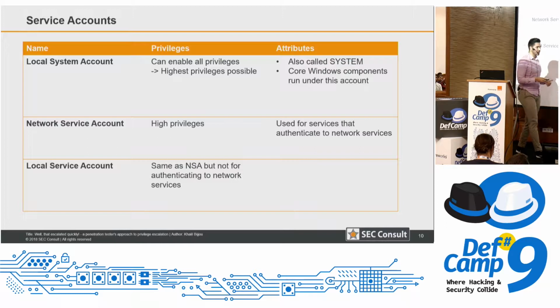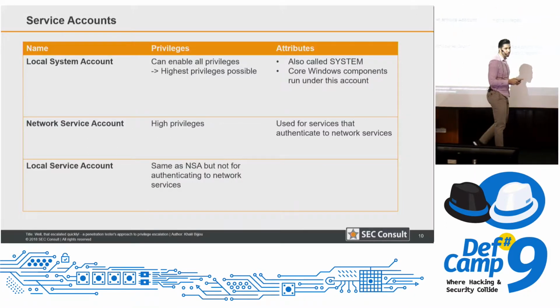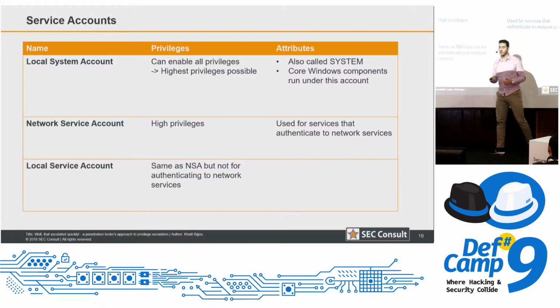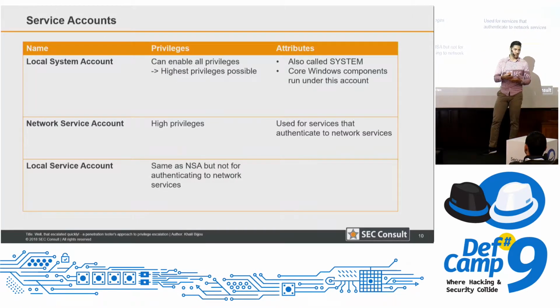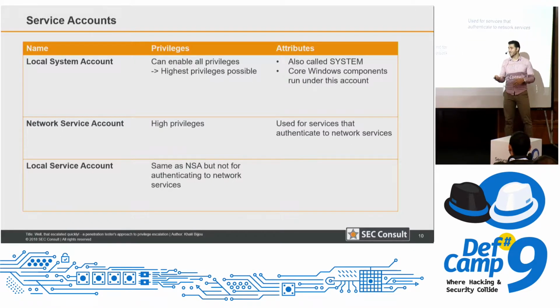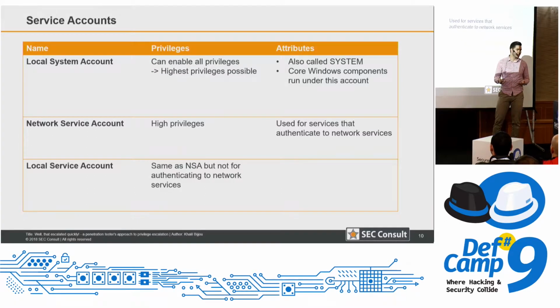Windows offers 3 different service accounts. First of all, the local system account, which is also called the system account. As we said, it has the highest privileges on the system, and you can do everything with this account. Although some privileges are not enabled by default for the local system account, you have the privilege to enable other privileges. So eventually you can have every privilege out there. Most core Windows components run under the system account. So if you find a vulnerability in such a Windows component, then you will directly have system privileges.